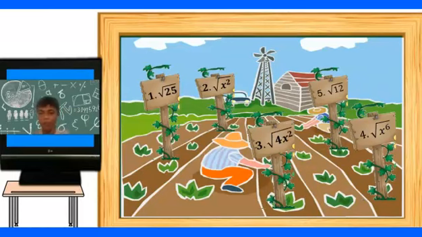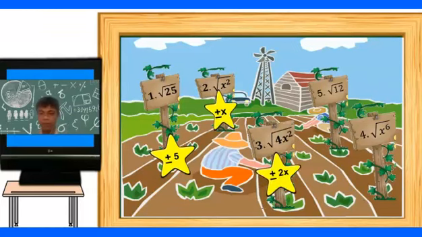Okay, check natin. For number 1, what is the square root of 25? Yes? Okay. Correct. The answer is positive and negative 5. Okay, very good. Okay, about number 2, square root of x squared. Okay, yes? The answer is positive and negative x. Very good. Okay, about number 3, square root of 4x squared. Dito may number and may variable. Yes, the answer is positive, negative, 2x.